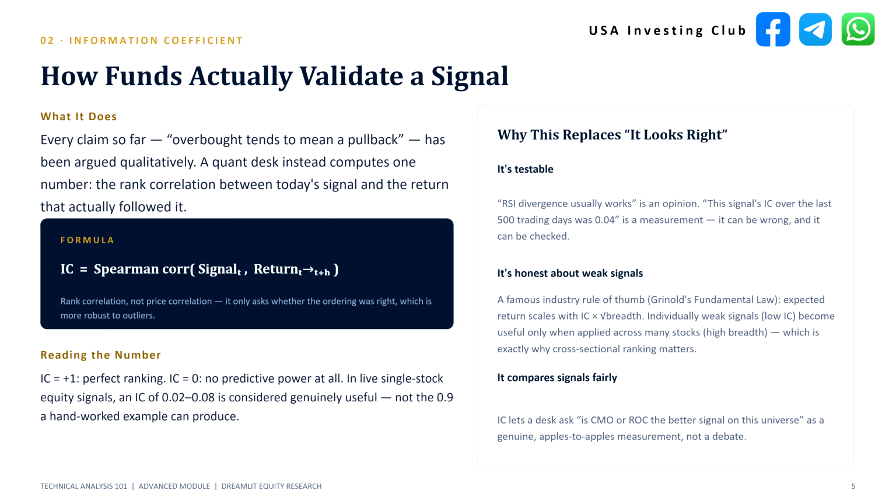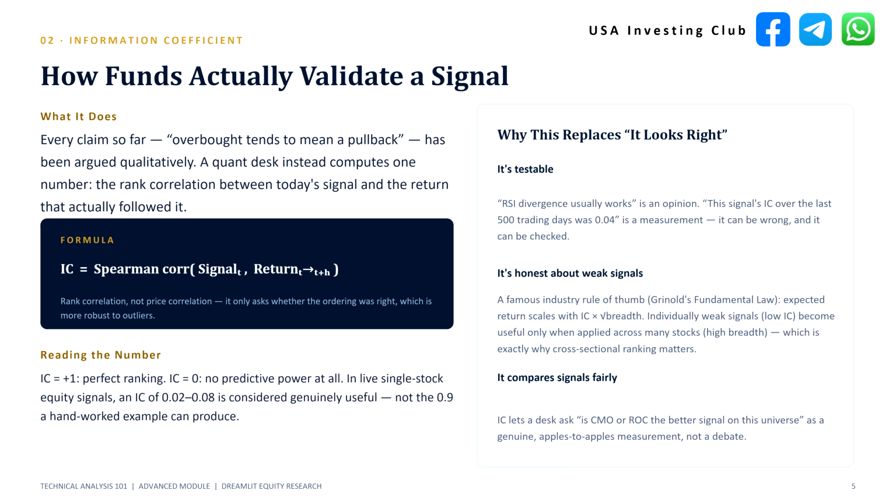It's rank correlation, not price correlation. It only asks whether the ordering was right, which makes it considerably more robust to outliers than a raw correlation would be. Reading the number, an IC of +1 means a perfect ranking. An IC of 0 means no predictive power at all. In live, single stock equity signals, an IC between 0.02 and 0.08 is considered genuinely useful. Nowhere near the 0.9 a clean, hand-worked example can produce. A point we'll come back to directly on the next slide.